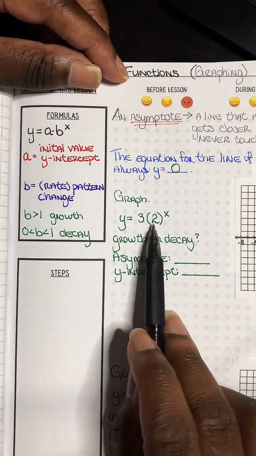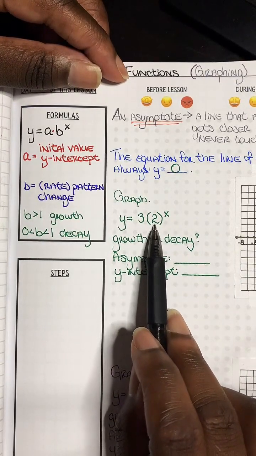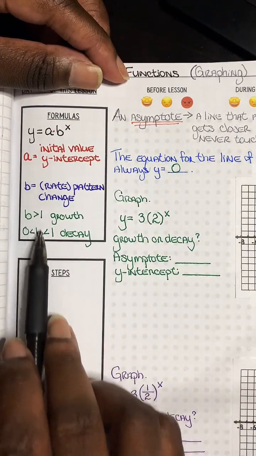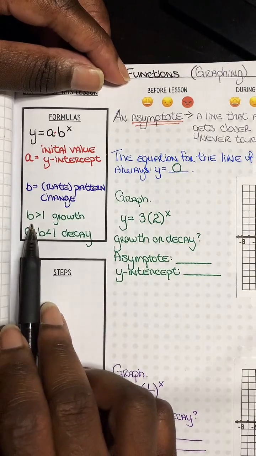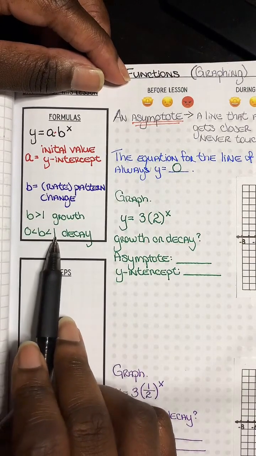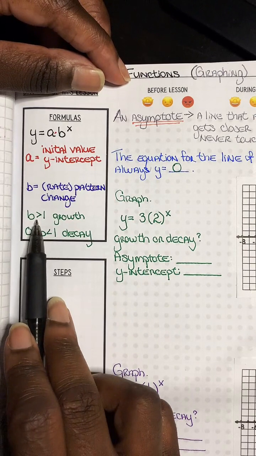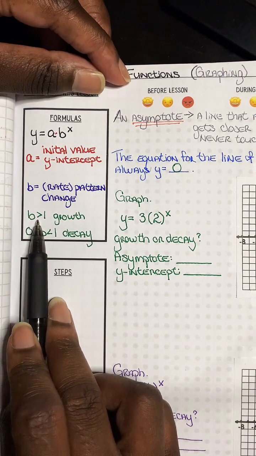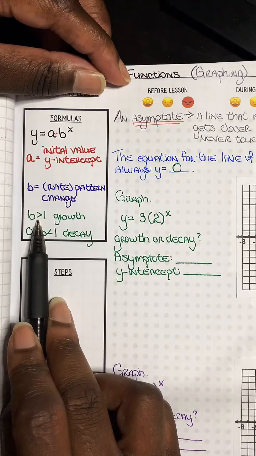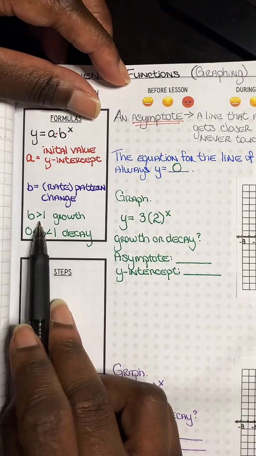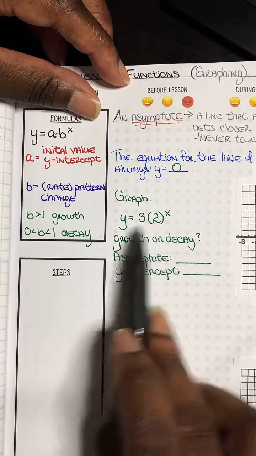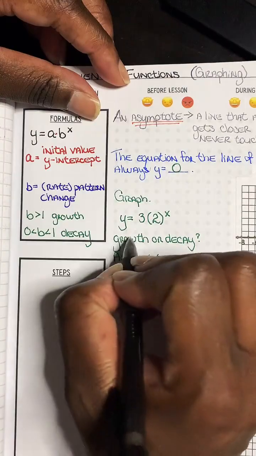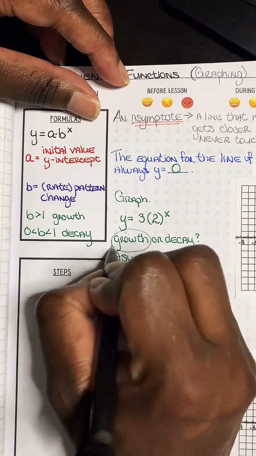So since this b is a 2, I'm coming over here and looking at my rules. Is 2 between 0 and 1, or is 2 greater than 1? Since 2 is greater than 1, it's going to be growth. So all I have to do is circle growth.